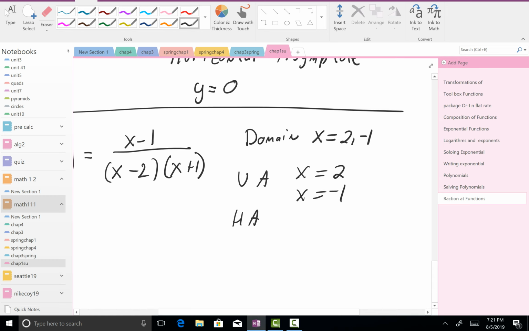All right, notice that the domain and the vertical asymptotes are kind of related. You should kind of pick that up. Oh yeah, I see that. That happened on the last one too.